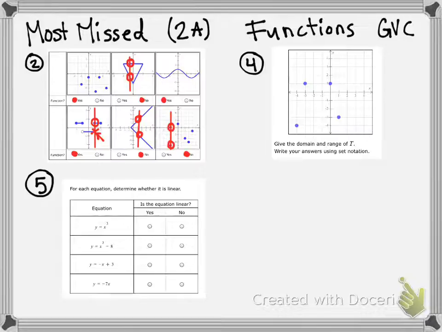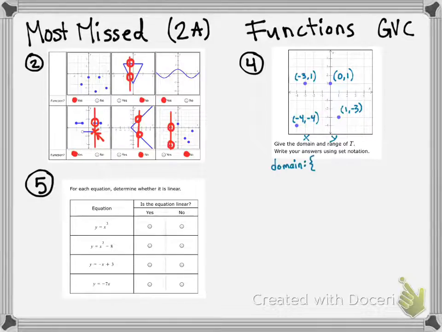On number 4, we want to get the domain and the range. Remember that the domain is going to be all of the x values and the range is going to be all of the y values. So first we have to find out what the coordinates are for each point, and then we can find the x numbers and y numbers.